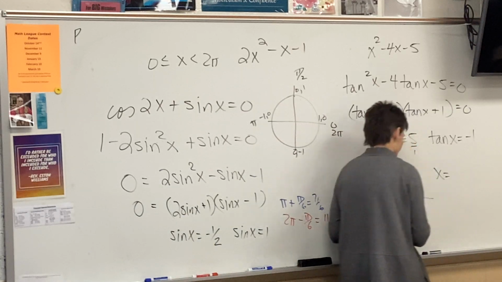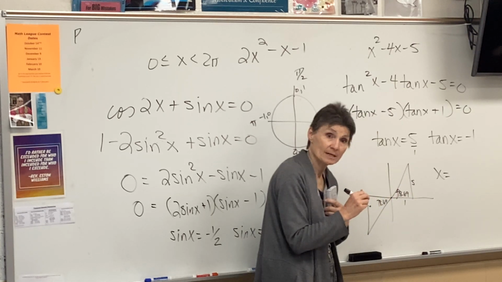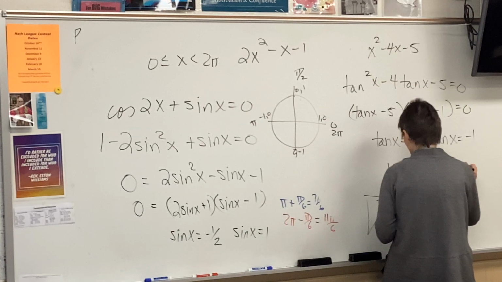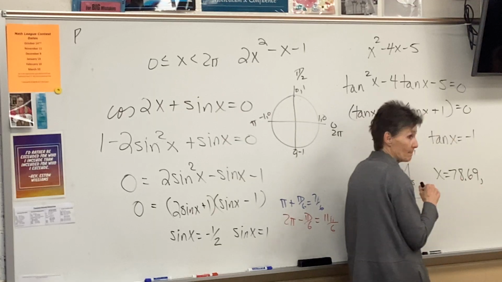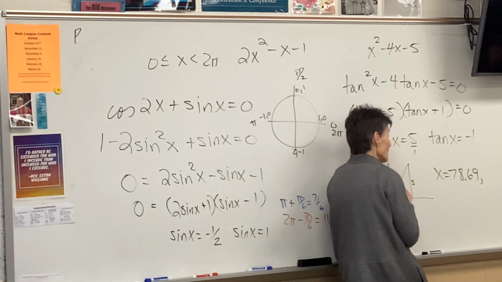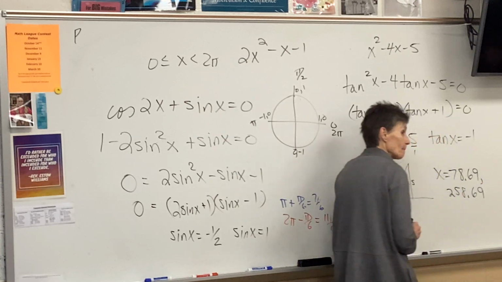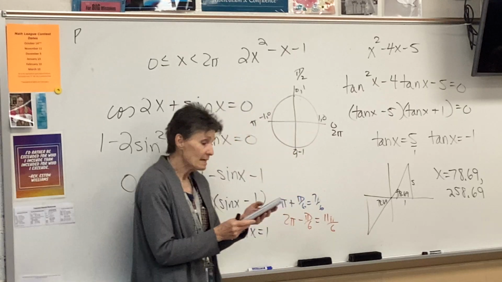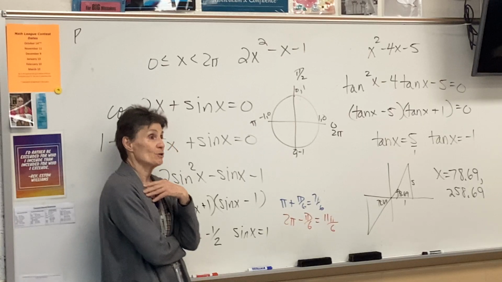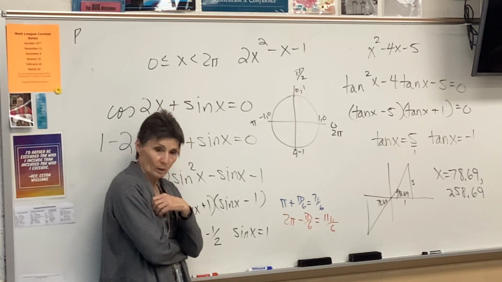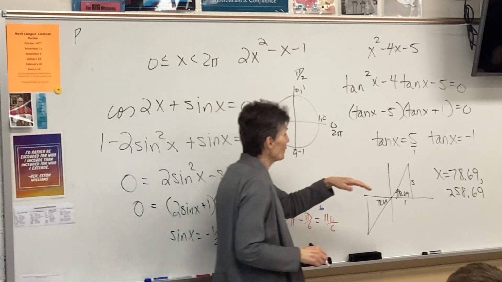So what are the answers, the actual answers? Is 78.69 an answer? Yeah. Be careful, not plus pi, actually I'm in degrees, plus 180, because I'm in degrees. So it would be 258.69. So if I am in radians on a problem like that, I'm adding pi. But if I'm in degrees, I'm adding 180. Okay? What about this one?